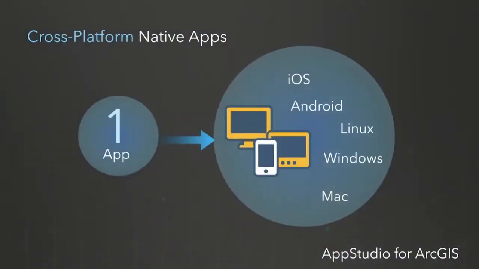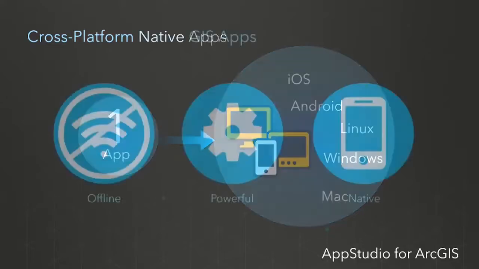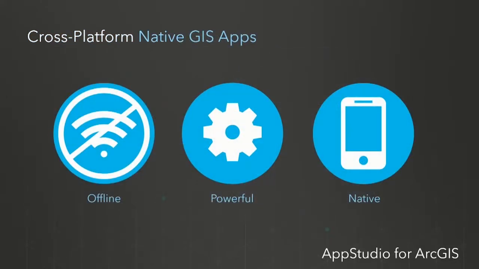Last year, at this same conference, we introduced AppStudio for ArcGIS. We show you how you can quickly build native cross-platform applications. Cross-platform because you write them once, and then they can run in multiple operating systems, including iOS, Android, Linux, Windows, and even Mac. Native GIS apps, because they can run online, offline, they can leverage all the functionality of the ArcGIS runtime, and they can also run on your own device, absolutely natively.